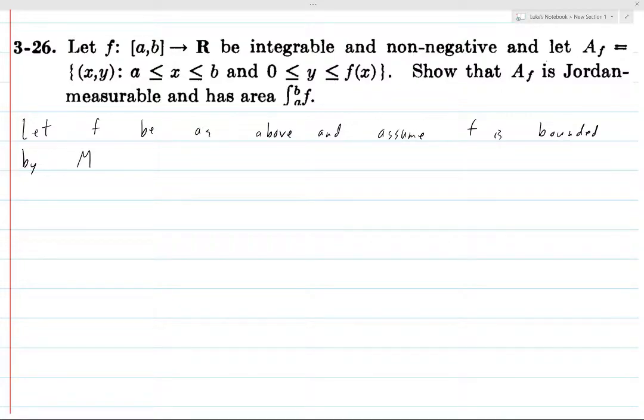So I do wonder if there is a way to maybe choose some large number m and prove the statement for the function g, which is the minimum of f and m, and then you take the limit as m goes to infinity. But I'm not sure if you can make that rigorous, and I don't think that's what they intended you to do here. What I think they wanted you to do is just simply assume that f is a bounded function.